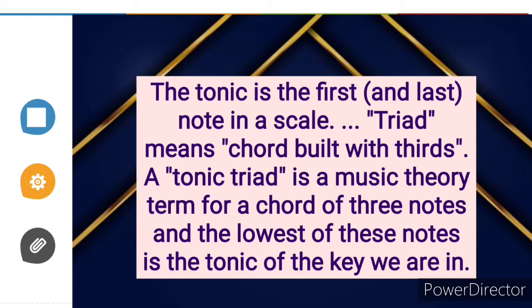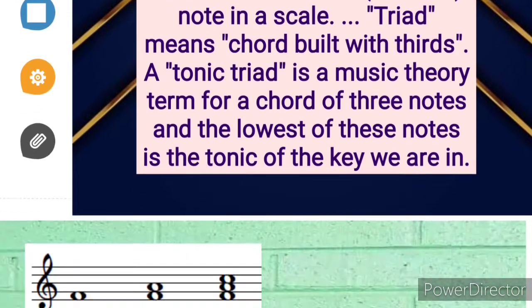But triad means chord built with thirds. So when you build 1, 2, 3, you get to 3, you build again 1, 2, 3, you get to 3. That's how you build it. It's in thirds. A tonic triad is a music theory term for a chord of 3 notes. And the lowest of these notes is the tonic of the key we are in. Like I said before, C, D, E, F, G, A, B, C. The first C, which is at the base, becomes the lowest, and that becomes what? The tonic. That's the key that we are presently in.